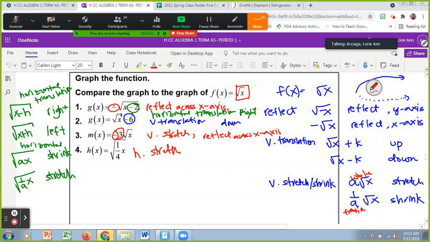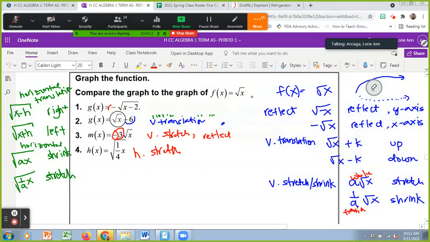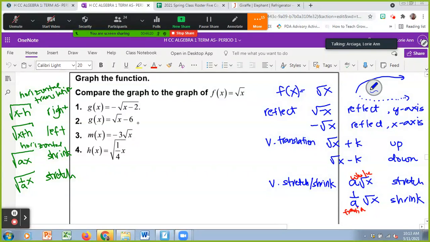Okay, and that, ladies and gentlemen, is what you're going to do in Schoology later on. But before we do that, I'm just going to demo how we can graph one. I'm just going to erase these. Okay, so here we go. I'm going to start with number 2. I'm just going to demo how we can graph this one.